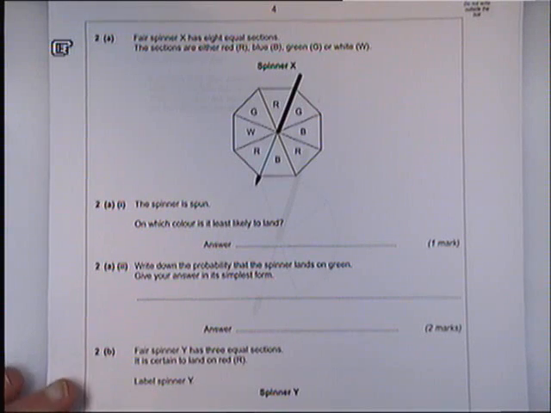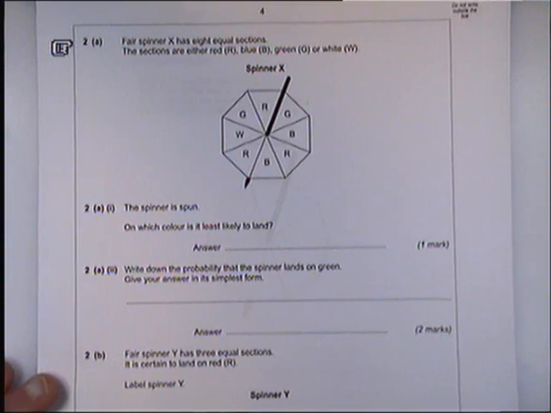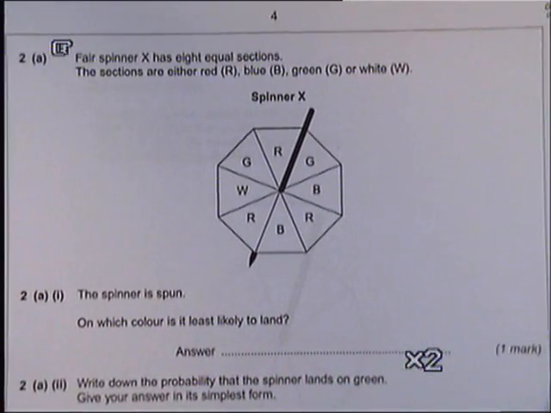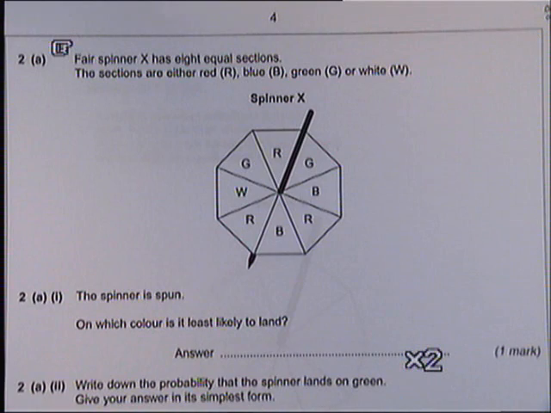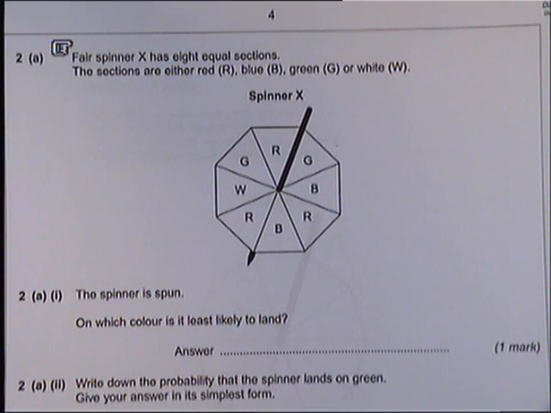This is question 2 on the March 2011 Unit 1 foundation paper, and you are allowed to use a calculator. We have here a fair spinner. Fair just means it's not biased in any way. It sort of does what you'd expect it to do, with 8 equal sections: red, blue, green and white.